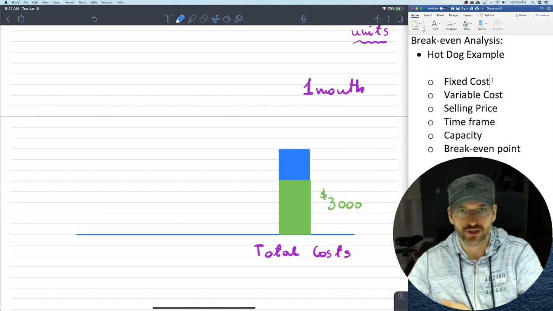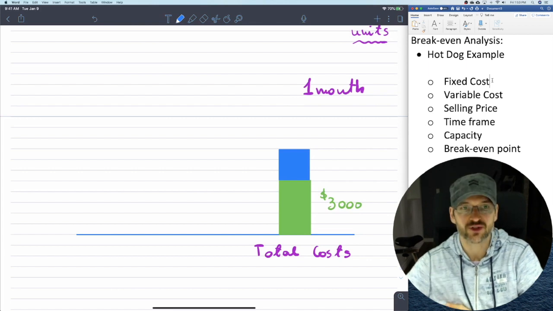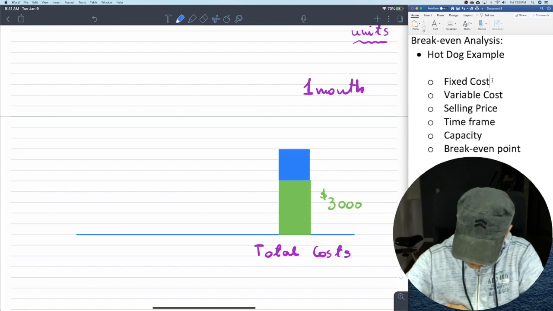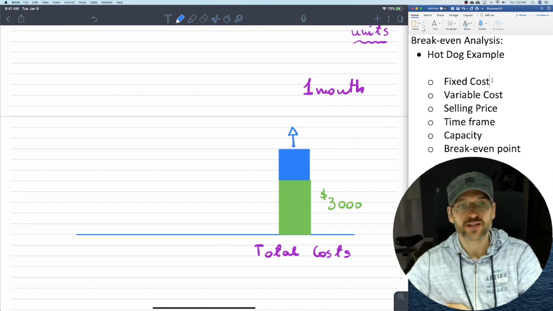The fixed cost doesn't change. The fixed cost just stays the same. That's why it's called fixed. The variable cost, unfortunately, will keep going up as long as we sell more and more hot dogs. So this will keep going and going and going.